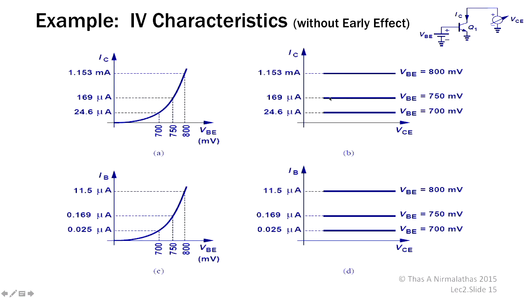So in the active region, you can see that when your VC is changing, your IC is almost constant. That is the reason we call it a current source. I already discussed the current source. The current source keeps current constant irrespective of the changes in the voltage or resistance.